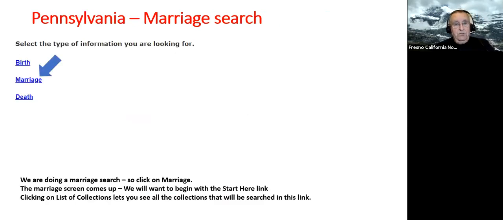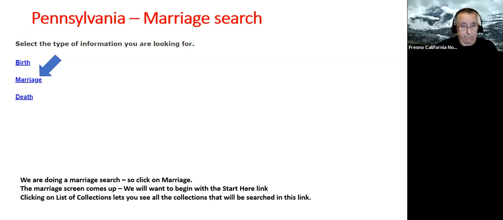This will be the page that shows up. And there's not much there. It just says, select a type of information you're looking for, birth, marriage, or death. Well, we were looking for marriages first. Did Charles marry again? We don't even have a marriage date for the first marriage as far as that goes. So we're going to be wanting to look at marriages.